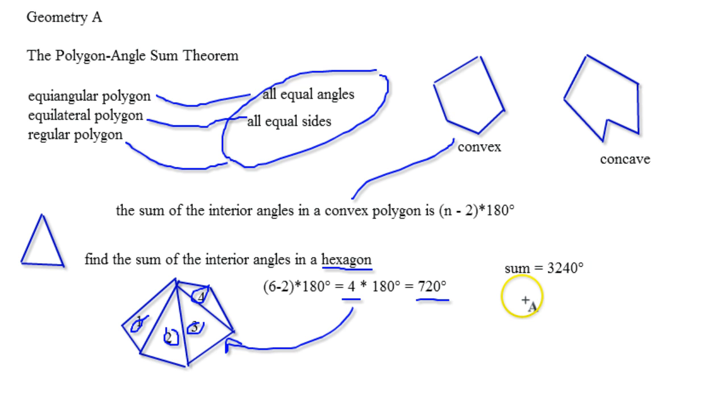How do we find out what the actual answer is, how many sides there are? So you set up 3240 equals n minus 2 times 180. Okay, you divide both sides by 180. So 3240 divided by 180 is 18. 18 equals n minus 2. And then you add 2 to both sides. And 20 is going to be the number of sides.